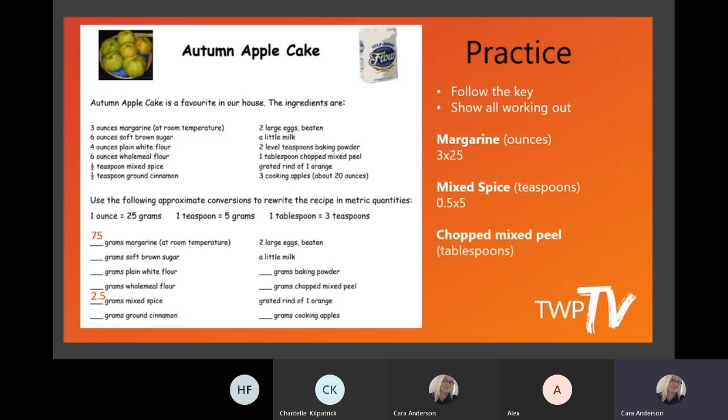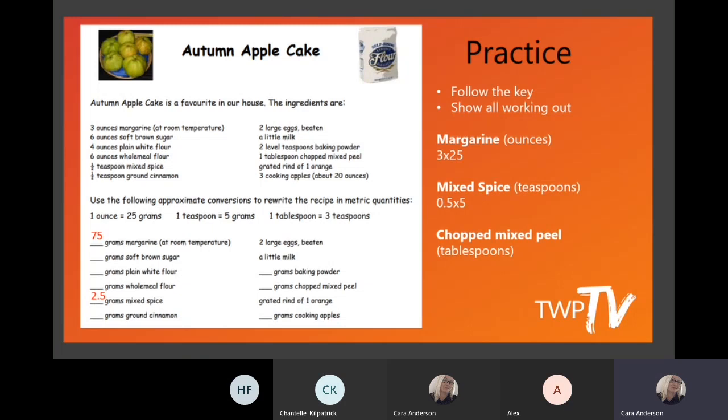And then you do exactly the same. So the cinnamon would be exactly the same answer because it's already got a half on there. So the next one we're going to look at is the chopped mixed peel. Okay, so in the recipe, the chopped mixed peel is 1 tablespoon. Slightly different with this one. If we look at the key, it says 1 tablespoon is the same as 3 teaspoons.